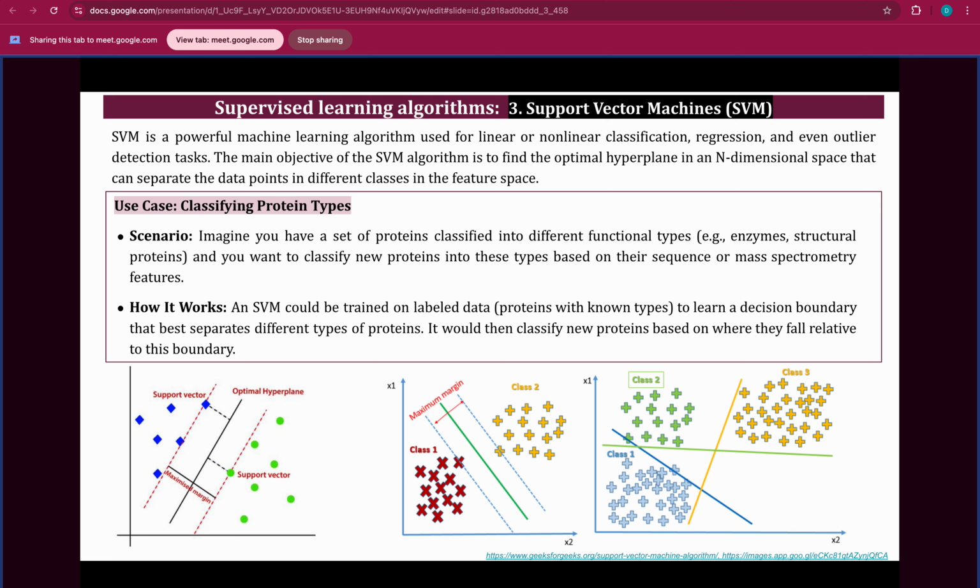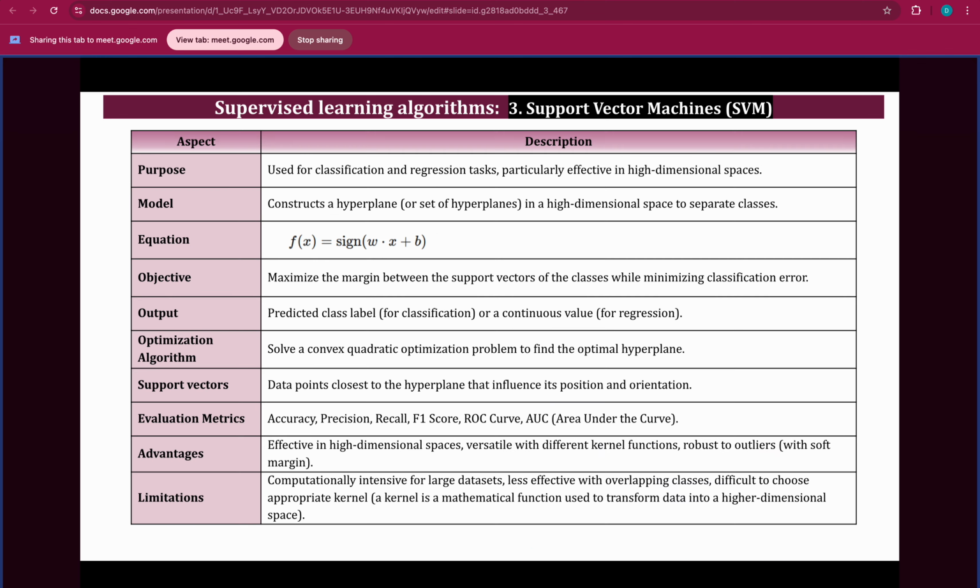In some cases, all these techniques are integrated together. So you can first use PCA and then use SVM. First you can reduce the dimensions, then you can go for SVM for classification. So these techniques can be used in conjunction with one another. And this is a table about SVM if you want to go into the detail.